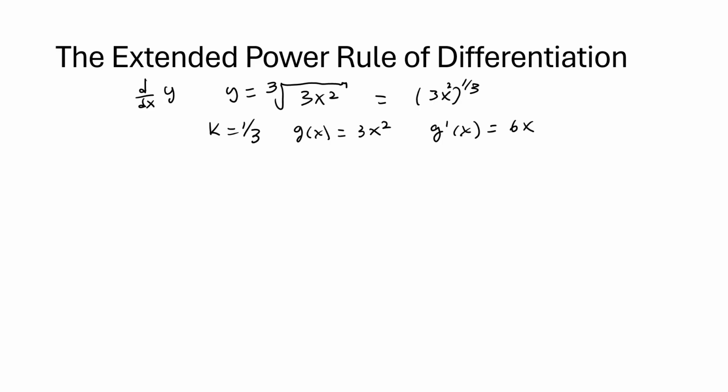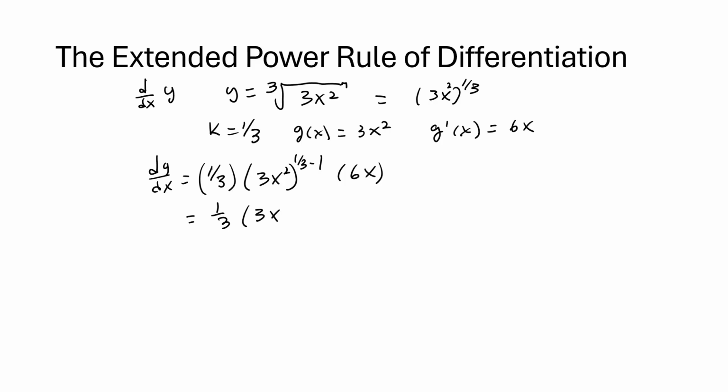So now let's use our extended power rule that tells us the derivative of y with respect to x. We put the 1/3 out front, and then we take the g of x, which is 3x squared. Now we decrement the power, so it's going to be 1/3 minus 1, times the derivative of g of x, which is 6x. Now it's just a bunch of algebra, getting this all in a different form. So we've got 1/3, we've got 3x squared raised to the minus 2/3 power times 6x.